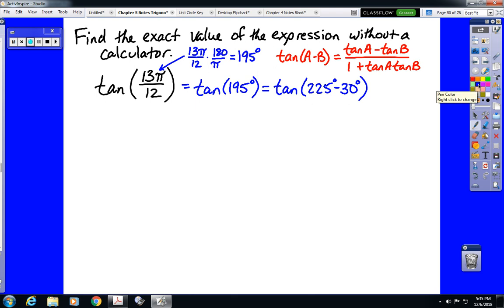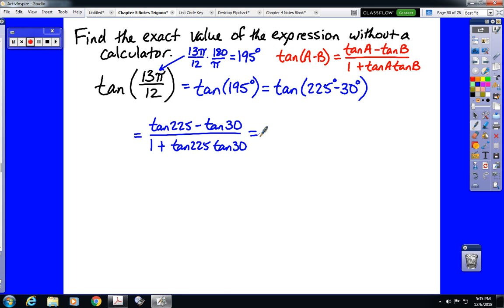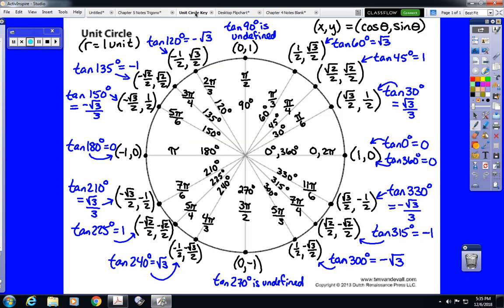So that would be the tangent of 225 minus the tangent of 30 over 1 plus the tangent of 225 times the tangent of 30. At this point, we go to our unit circle. We find the tangent of 30, which is root 3 over 3. And we find the tangent of 225, which is positive 1. We're going to go back and plug in those values.